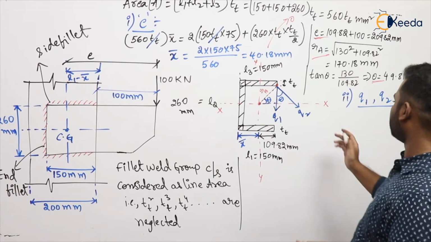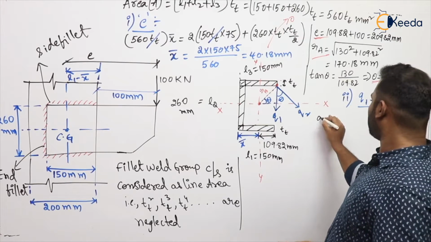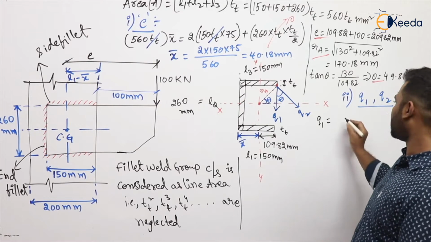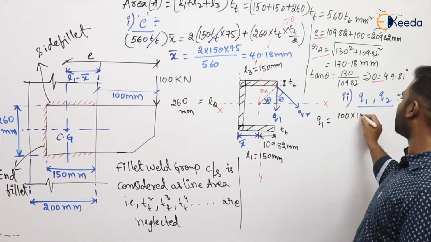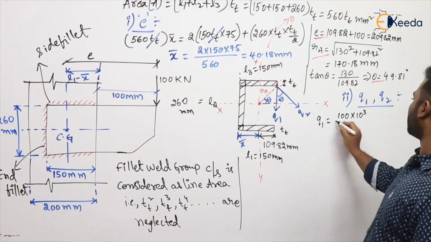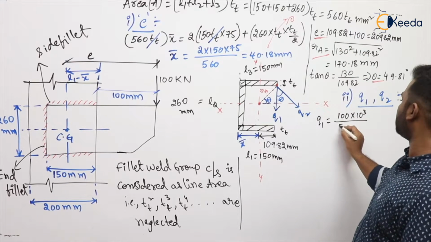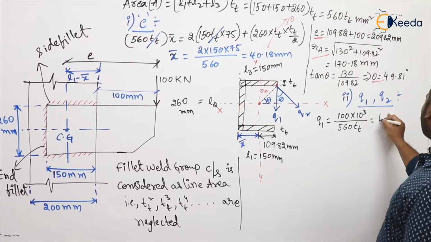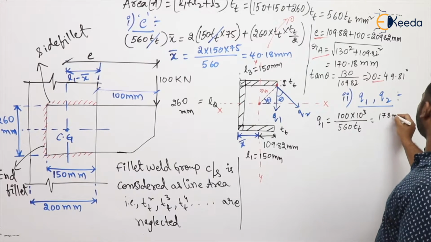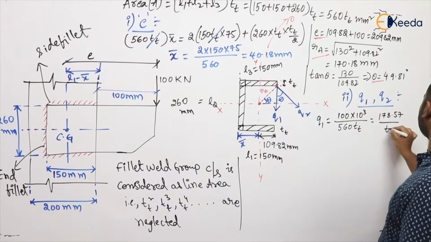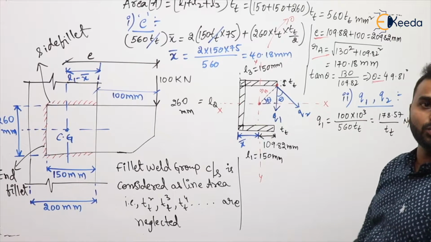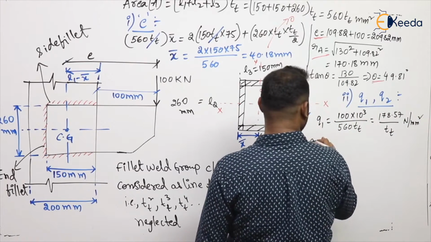So how to get Q1? Q1 is nothing but that load upon area of the weld. So what is that load? 100 into 10 cube, that means 100 kilonewton, upon area. Area is how much? 560 tt. Yes or no? So finally, we are going to get that Q1 as 178.57 by tt Newton per mm square. Is that clear? That is what Q1. Now coming to the Q2.